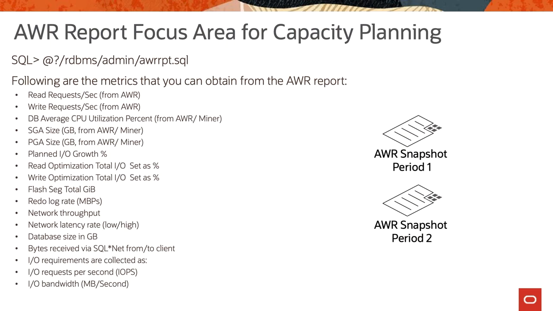In order to get an AWR report, the command line script is under Oracle Home, inside the rdbms and admin folder. You have awrrpt.sql, and if you run it, you'll be able to see various parameters or metrics such as read requests or write requests, database average CPU utilization, SGA size, PGA size, planned IO growth percentage, or any read optimization if you have, considering what kind of storage media is behind the scenes, or any write optimization because of flash, or even looking at redo log rates per second, network throughput, network latency, database size, bytes received via SQL*Net from the client. IO requirements can also be considered, like IOPS and IO bandwidth in MB per second.